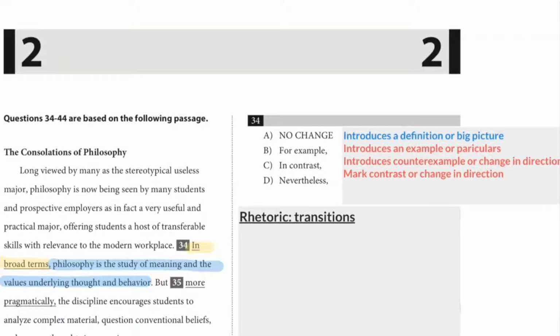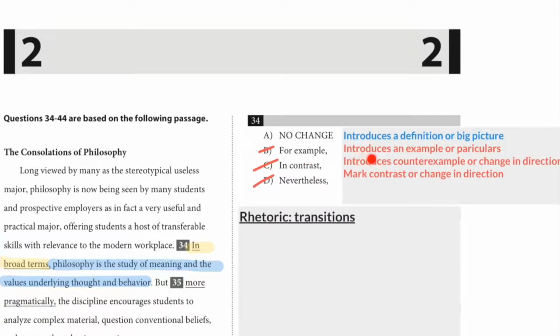Question number 34 is a rhetoric question or an argument building question, and specifically it talks about transitions. Here, the underlined phrase is "in broad terms." So you can see that it transitions from what they were talking about to a definition or a big picture, because it says philosophy is the study of meaning and the values underlying thought and behavior. So here, the correct answer is no change, and also partially because you can eliminate all the other three.